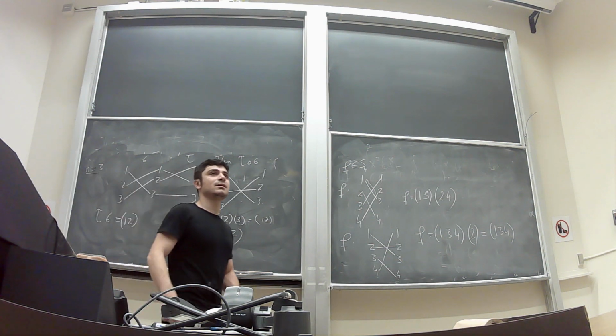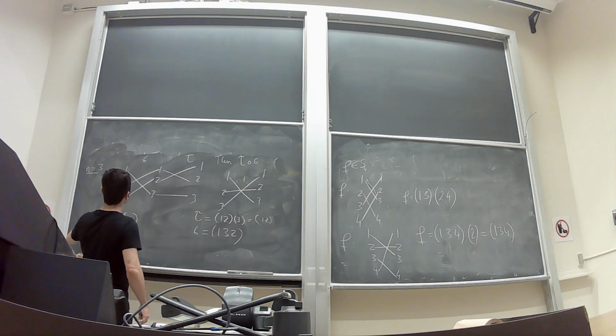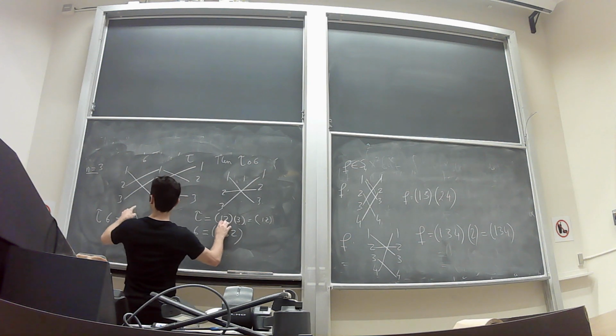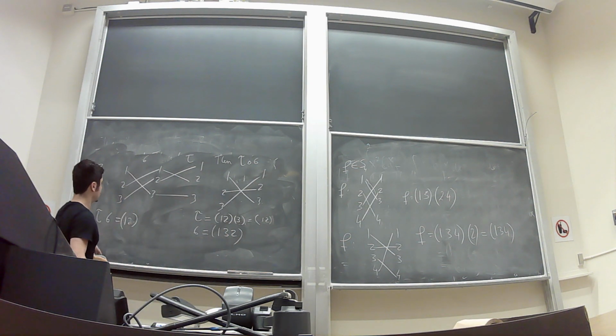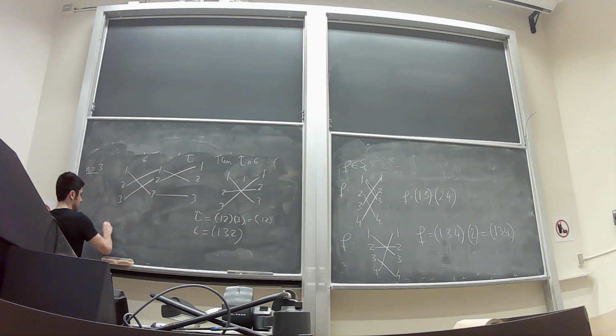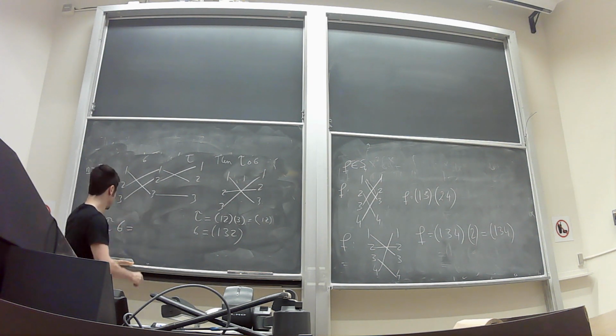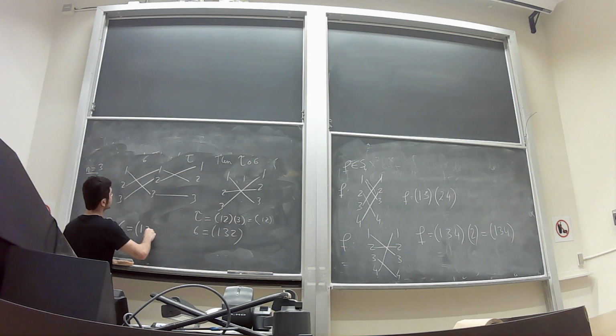The first one, tau. Where? Oh, here you mean? Wait, let's see. Tau is 1 to 2 and 2 to 1, and 3 is fixed, okay? Tau of sigma, right? Is tau correct or not? Yeah. And is sigma correct? Yeah. So tau is (1 2). Sigma is (1 3 2).